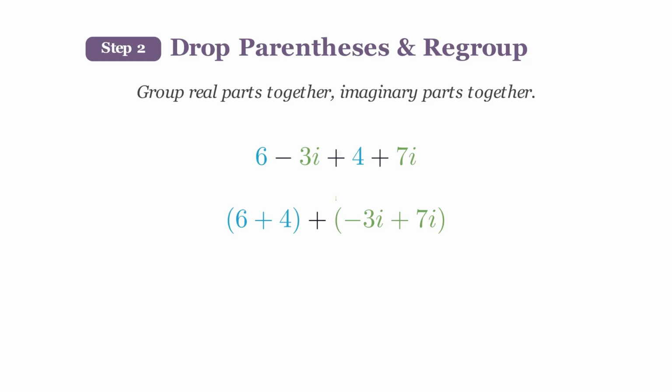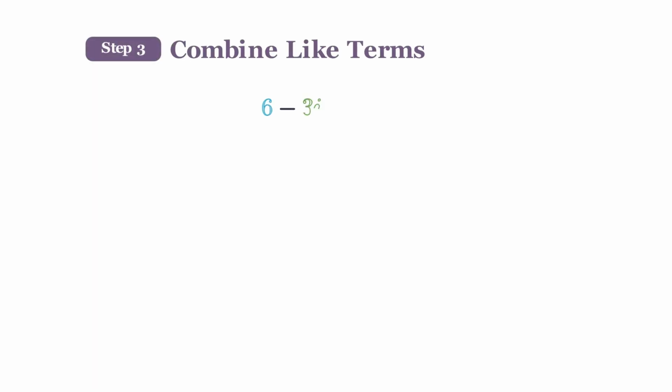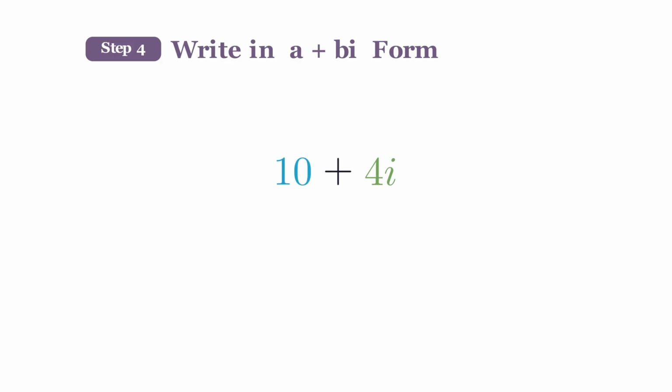Step 3. Combine like terms. Real parts, 6 plus 4 equals 10. Imaginary parts, -3i plus 7i equals +4i. Step 4. Write the final answer in a plus bi form. Our answer is 10 plus 4i. Real part 10. Imaginary part +4.